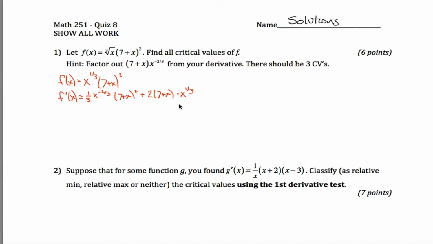So you stare at this, and for critical values, you want to find out when this thing is undefined and when this thing equals 0. F prime of x is undefined if x equals 0. Why is that true? Well, really, it comes from this factor right here in this first term, this x to the negative 2/3 power. If x equals 0, this is 1 over x to the 2/3 power. So x to the 2/3 power, if x equals 0, is just 0. And so I got 1 over 0, that's undefined. So I get my first critical value if x equals 0.